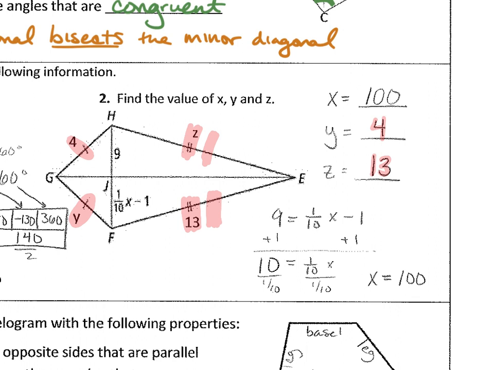Because if you notice, 9 is on one of the minor diagonal pieces, and 1/10 times x minus 1 is on the other minor diagonal. But the things I know about this is that this part and this part are congruent. Mathematically, congruent means equal. So I set up this equation right here, where the top part of that minor diagonal has to be congruent, or equal, to the bottom part of that diagonal. After that, I just solved for x.